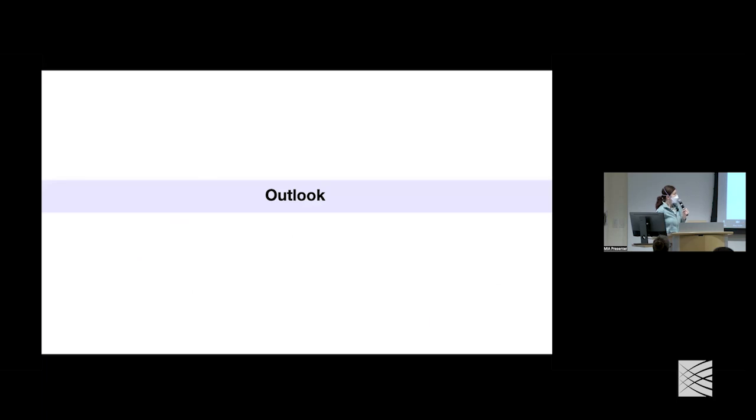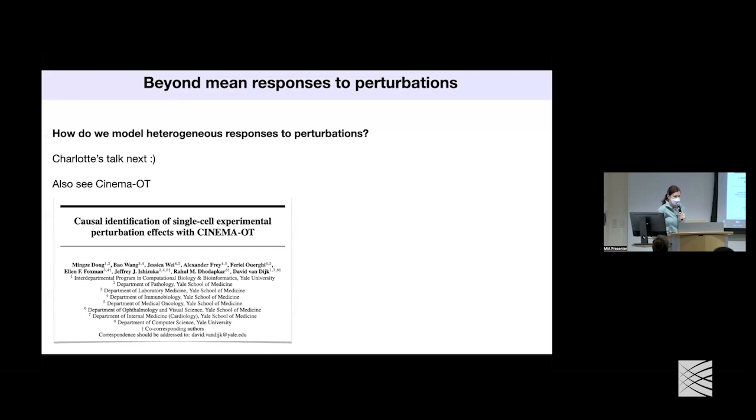What I want to leave you with now in the last few minutes is the outlook, where we go from here. The very short-term outlook is get excited for Charlotte's talk. We've talked a lot about the effect of perturbations as if they were mean effects, moving cells in a particular direction. But actually, we are measuring a distribution of cells for each perturbation. So modeling that heterogeneity in the response will be very interesting. And optimal transport is a way to do that, and so Charlotte will talk about it. There's also the CINEMA-OT method. You can check it out.